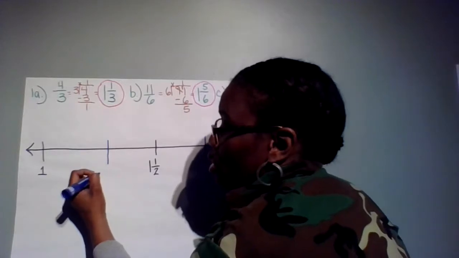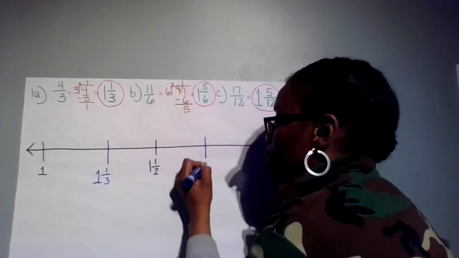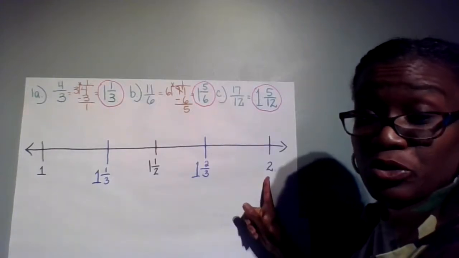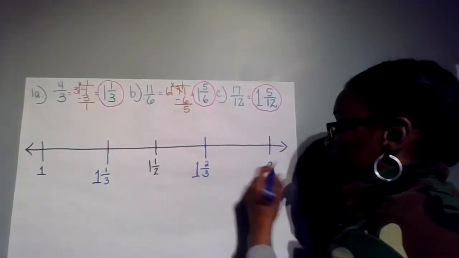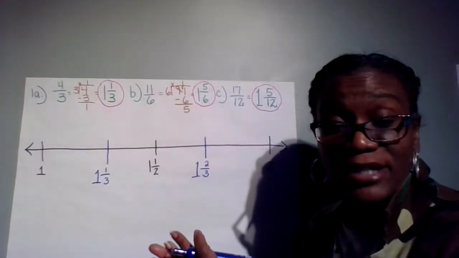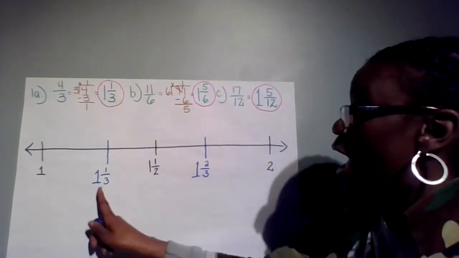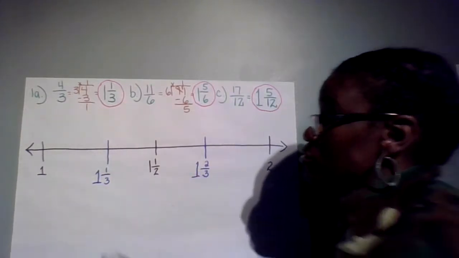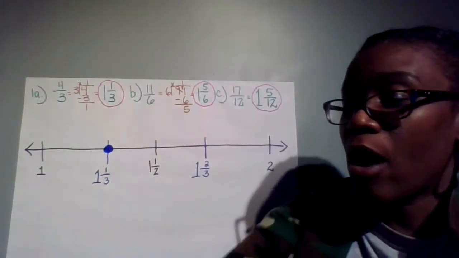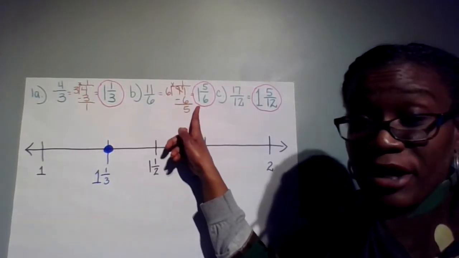So this would be 1 and 1/3, and this would be 1 and 2/3. And then the number 2 would be 1 and 3/3. 3/3, which is a whole number fraction, and then the whole number 1, and 1 plus 1 is 2. So here we have our thirds, and I'm going to plot my blue right there.